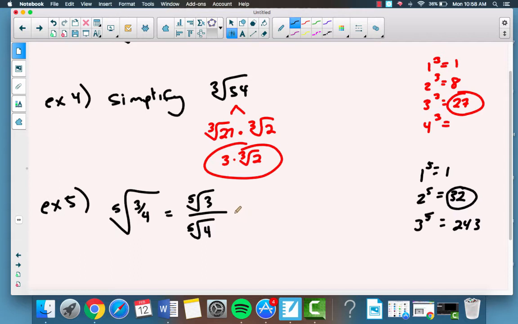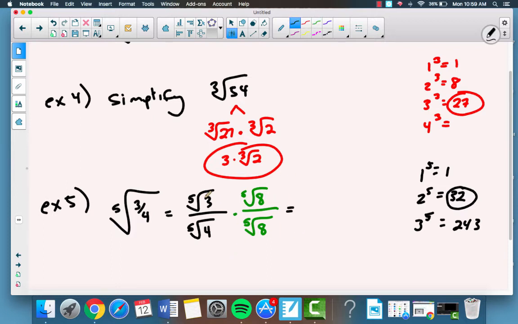So what we're going to do is multiply the top and the bottom by a fifth root of some number that will make the denominator simplify nicely. Okay, so right now it doesn't simplify, but we want to multiply it by the fifth root of something to get one of our perfect fifth roots. So 4 times what gets us 32? Well, 4 times 8. So we're going to multiply the top and the bottom by the fifth root of 8. And then we're just going to go ahead and simplify.